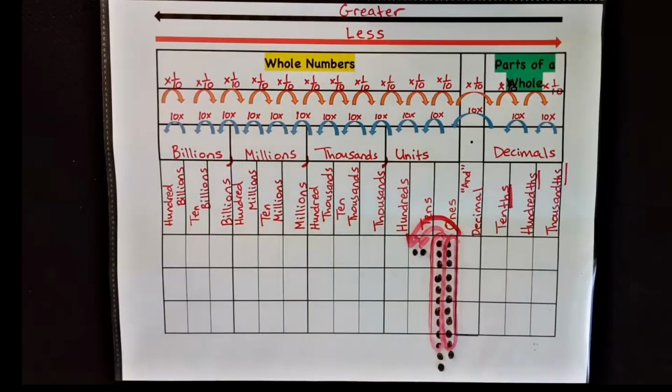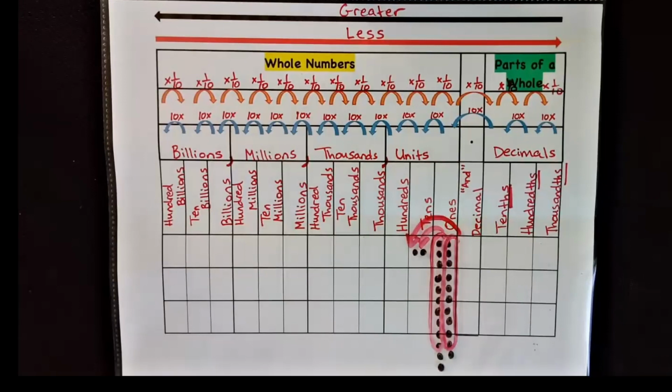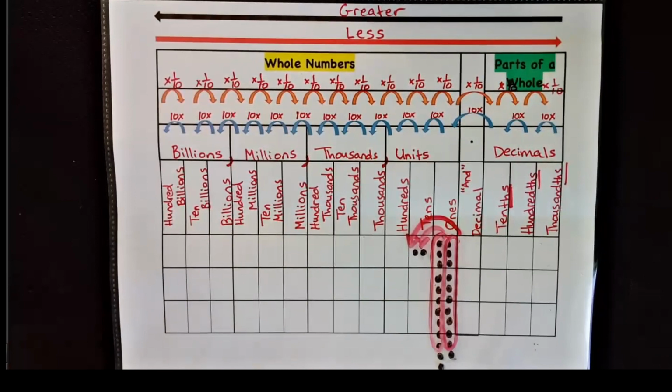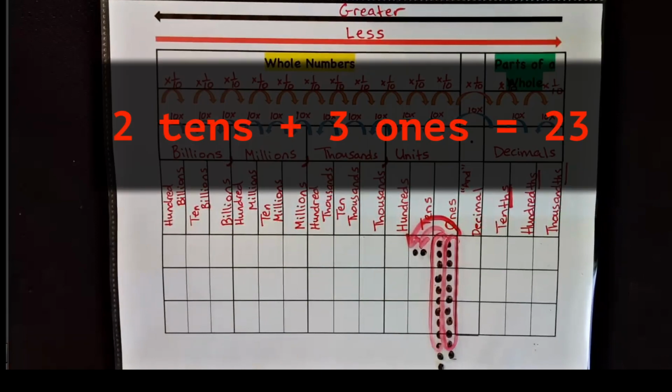I've regrouped another 10 discs into 1 disc in the tens place. I have 2 tens and 3 ones. 2 tens and 3 ones is equivalent to 1 tens and 13 ones, which is also equivalent to 23 ones. Now I can show 1 digit in each place value. I have 2 tens and 3 ones. The standard form is 23.